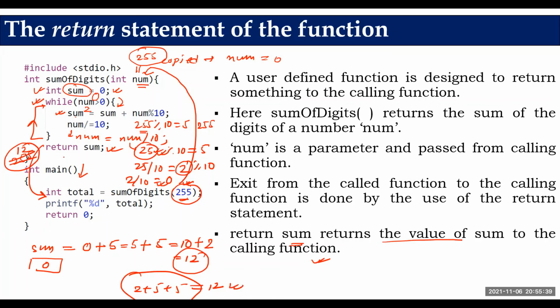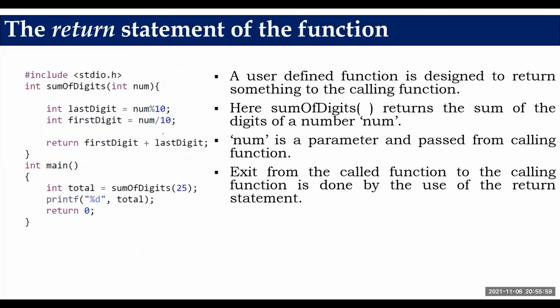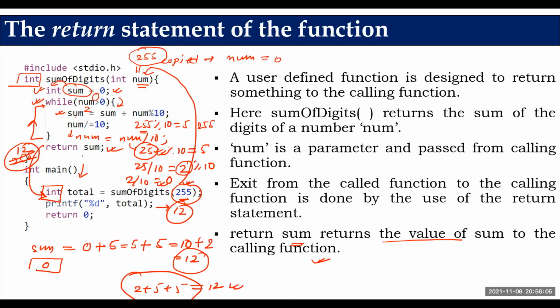What is the type of 12? Integer. How? Because sum is declared as integer, so the return type is also integer. And what is the type of the local variable? Integer. So there should be similarity. So what will it print? 12. So here we are returning an integer. Earlier we have returned a single value, correct? Returning a single value here.